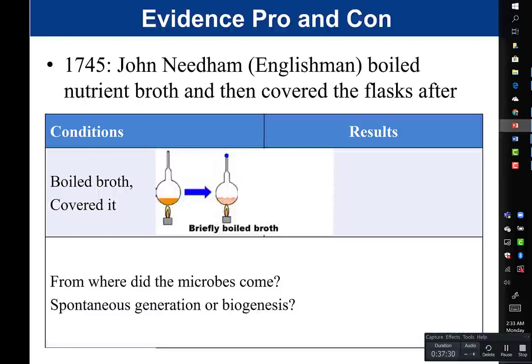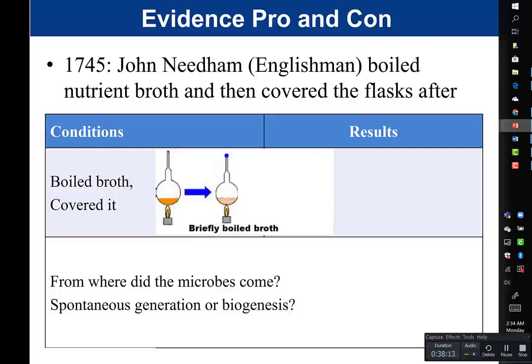So people still didn't believe that based on Redi's experiment. And so they said, well, maggots can't come from nothing. That's too advanced. That doesn't work. But things that are more simple could still do spontaneous generation. So in 1745, an Englishman by the name of John Needham boiled nutrient broth and then covered the flask. So we have this broth, this nutrient-rich media, and he boiled it to kill off any microbes. And then after boiling it, then he covered it.